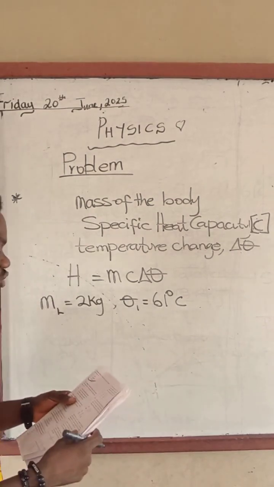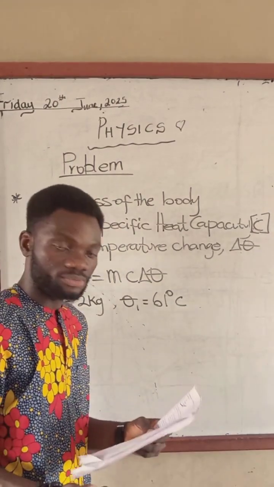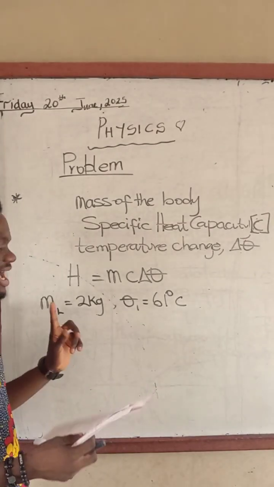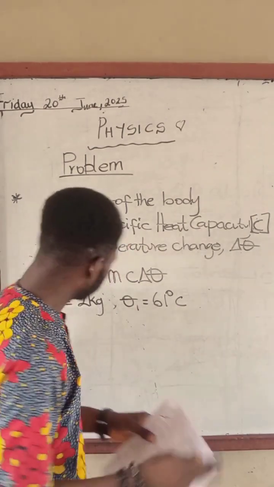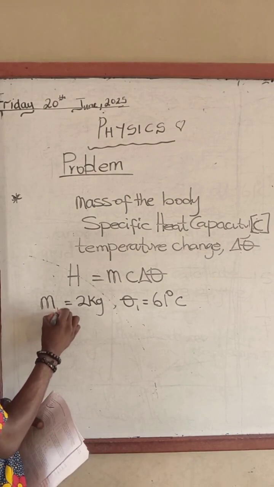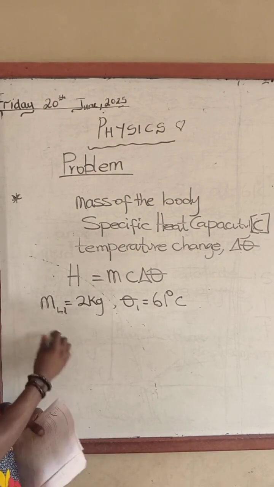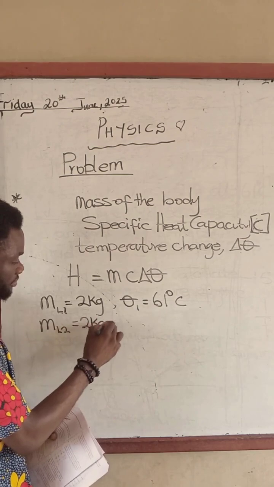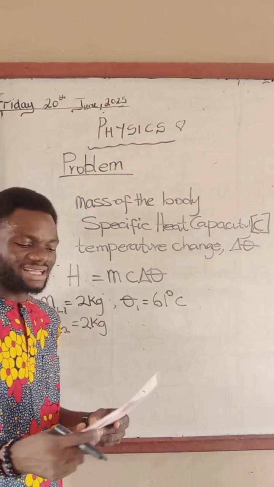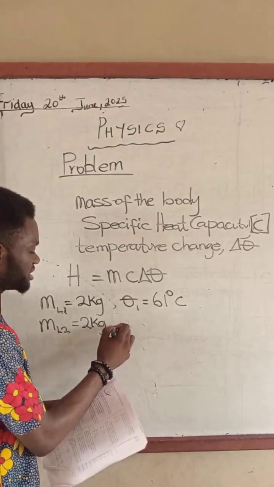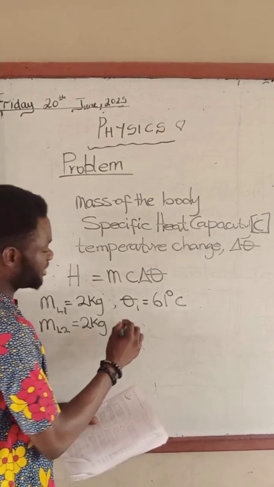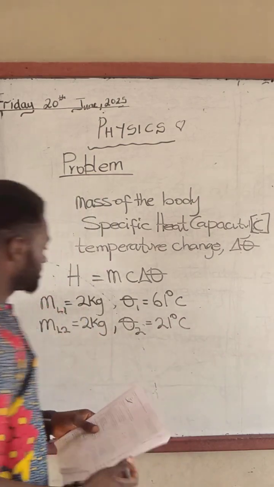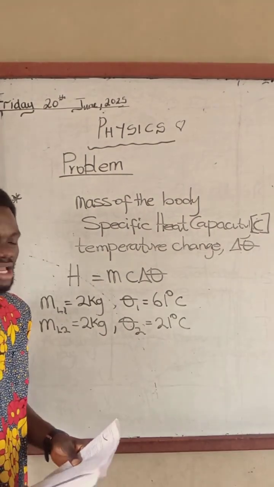Then it goes on to say that it is kept in a large vessel. If another 2 kilograms of this same liquid is added, I'll call the first mass ml1, and then the other one I'll call ml2. It is also 2 kilograms. It is at a temperature of 21 degrees Celsius. Since it is the second mass I have, I'm going to give its temperature theta 2, which is 21 degrees Celsius.